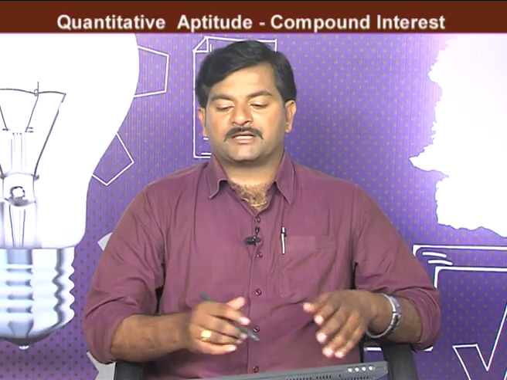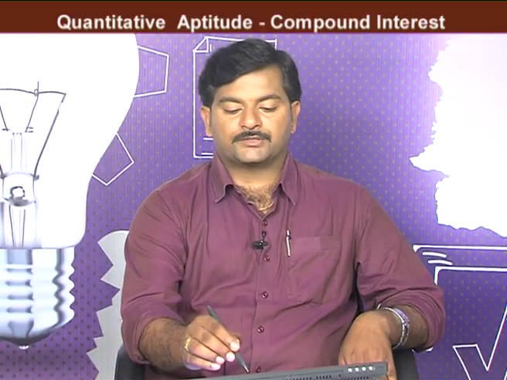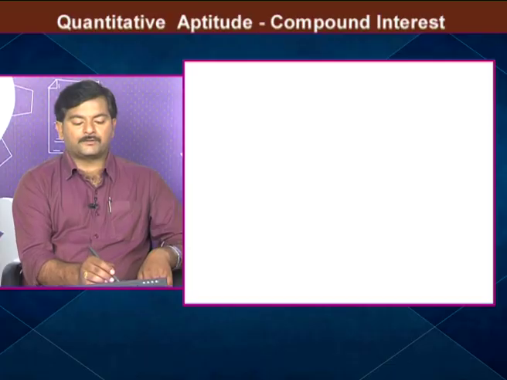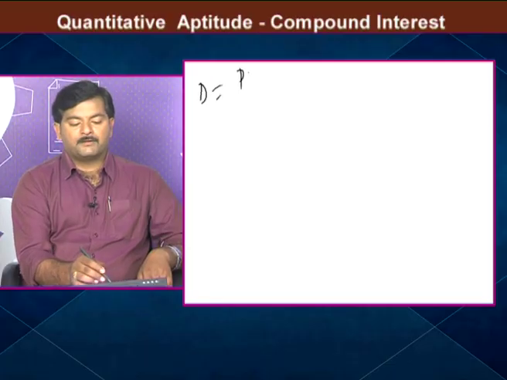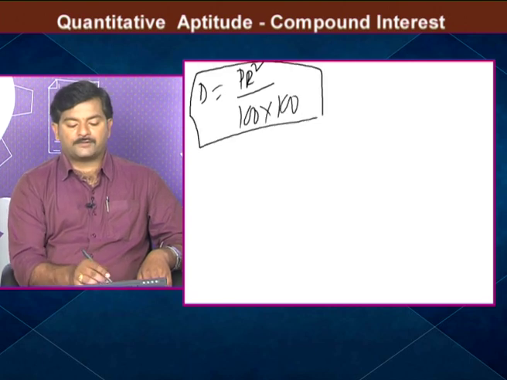R value given, P value given. We have to find out the difference between the SI and the CI. Let's start the solution. Formula is D is equal to PR square by 100 into 100. So now we have to find out D value.